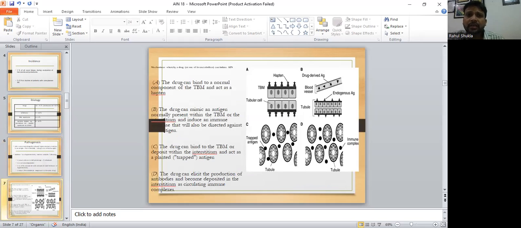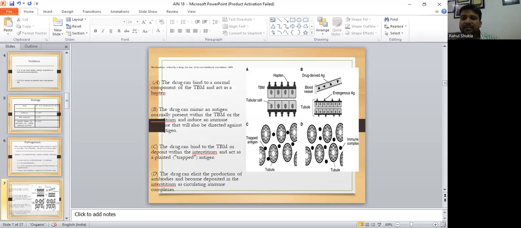So this is a pictorial presentation, showing four types of injury pattern which can be seen with tubulointerstitial nephritis. One pattern is that the drug can bind to a normal component of the tubular basement membrane and itself act as a hapten. And the other pattern is that the drug mimics an antigen that is normally present in the tubular basement membrane or the interstitium, and this induces an antibody mediated response. So against this antigen, the antibody mediated response occurs.